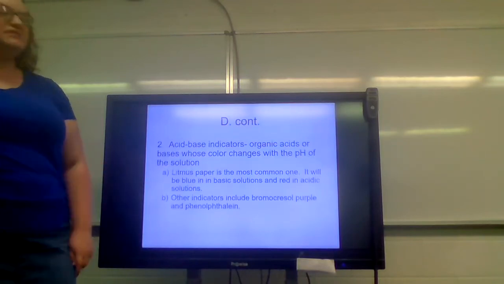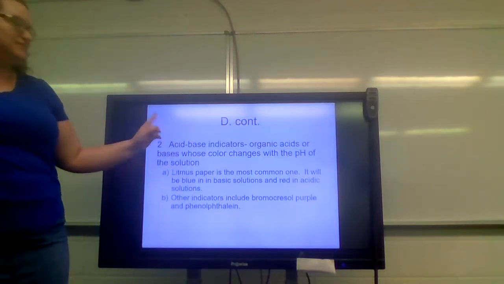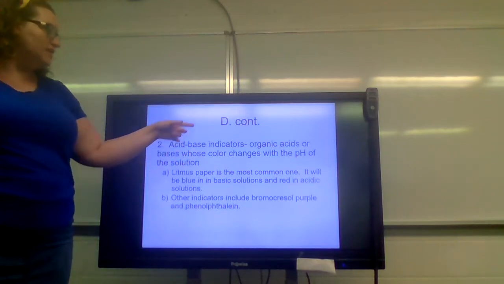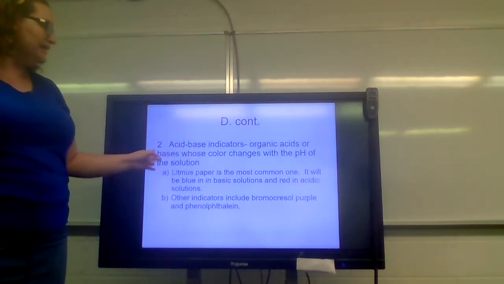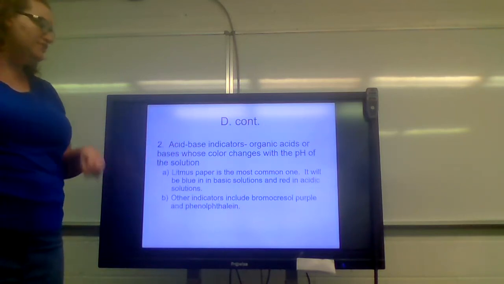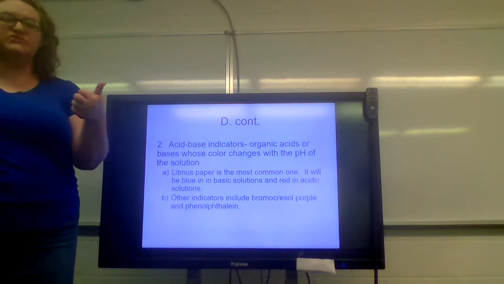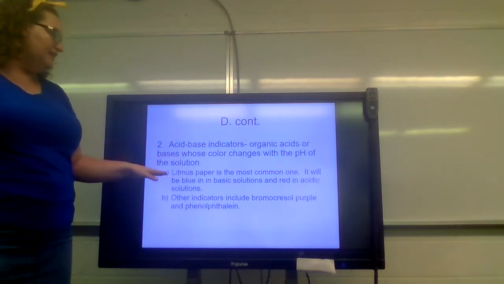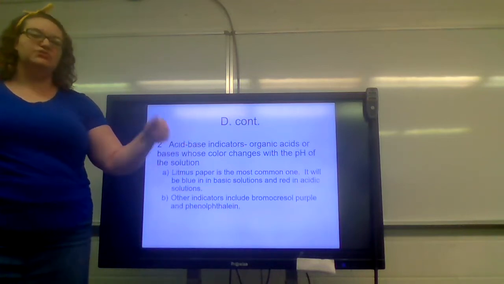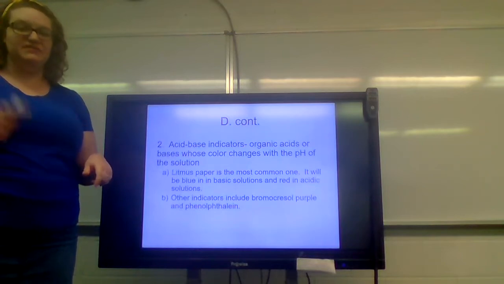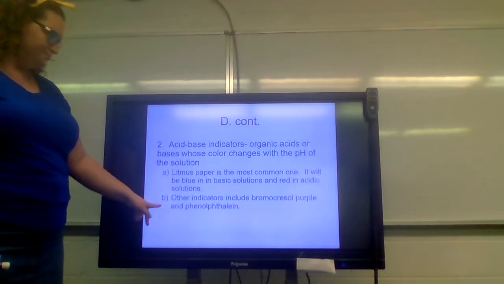Now, most of the time we could get old school with acid-base indicators, and these are organic acids or bases whose color changes with the pH of the solution. The one that you're probably most familiar with is litmus paper. If it is a basic solution, the litmus paper will turn blue. If you're dealing with an acid, the litmus paper will turn red.